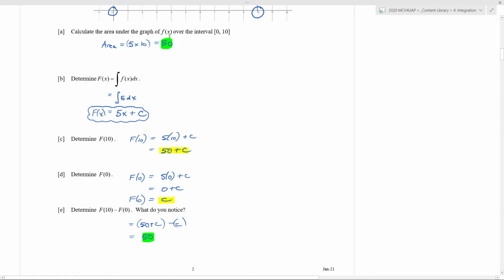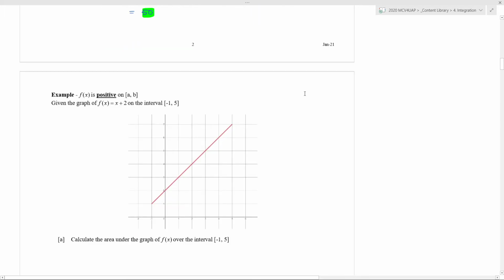That's the important point. Now, is it random? Does it always happen? Or does it just happen in this example? Well, let's try it. This was a fairly straightforward example, and I picked that because it's very easy just to integrate the function 5. Let's try something else and see if it works again. So the next example, okay?